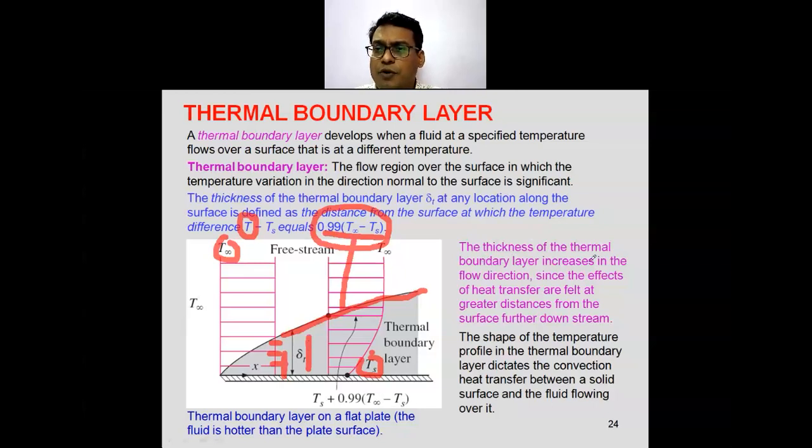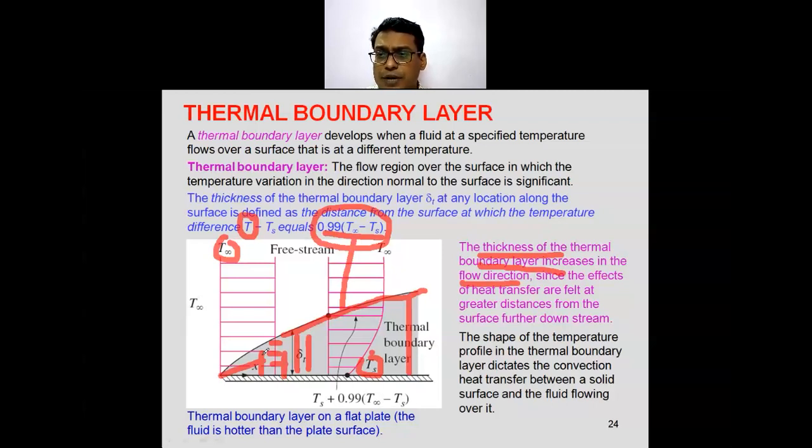So the thickness of the thermal boundary layer increases in the flow direction. Here also the thickness at this point has increased. The thickness of a thermal boundary layer increases in the flow direction, since the effects of heat transfer are felt at a greater distance from the surface further downstream. Initially it's a uniform temperature. So here the velocity goes to zero, so a velocity gradient exists and correspondingly a temperature gradient also exists.